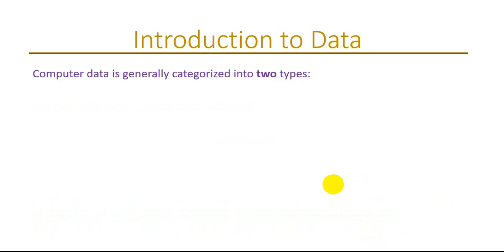In the perspective of programming, computer data is generally categorized into two types. One is numeric data and the next one is alphanumeric data. So we are going to look at data as two categories: numeric data and alphanumeric data.